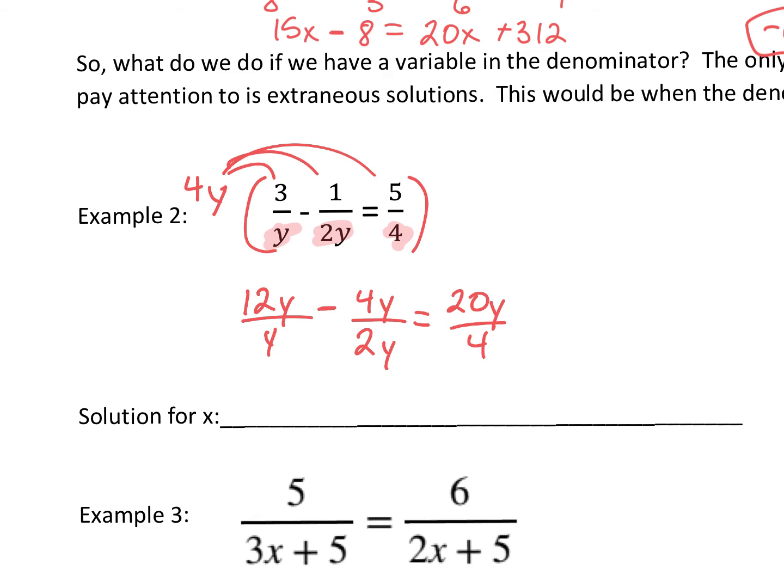Perfect. And now we just simplify each individual term. So 12y over y, what's going to happen there? The y's are going to cancel. So we're just left with 12. Okay, 4y over 2y.